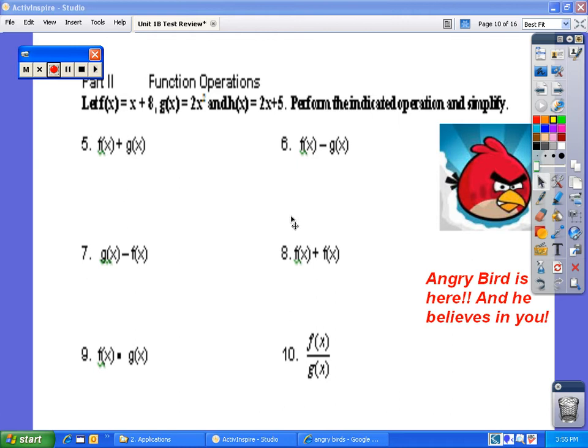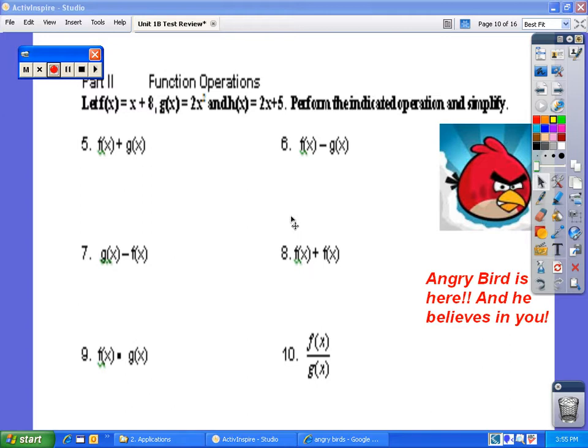Alright, hey, we're back. So, Super Squirrel left, and now we're left with Angry Bird. And Angry Bird is here, and he believes in you. So, he may be a little angry, but he's here to say you can do it.